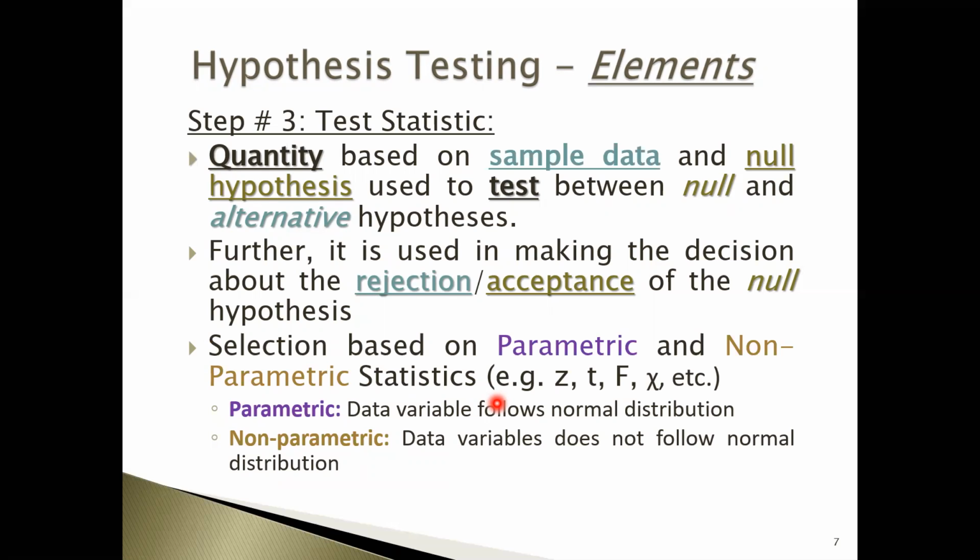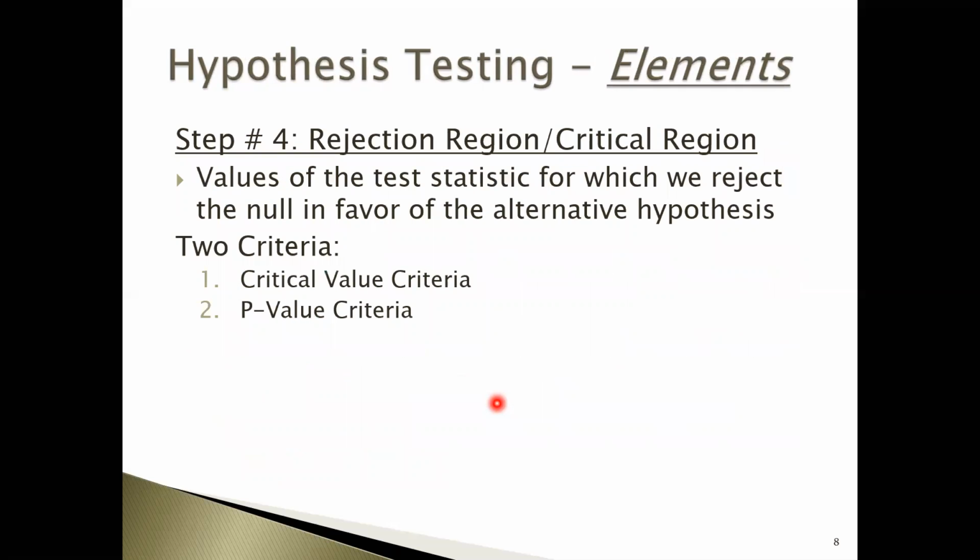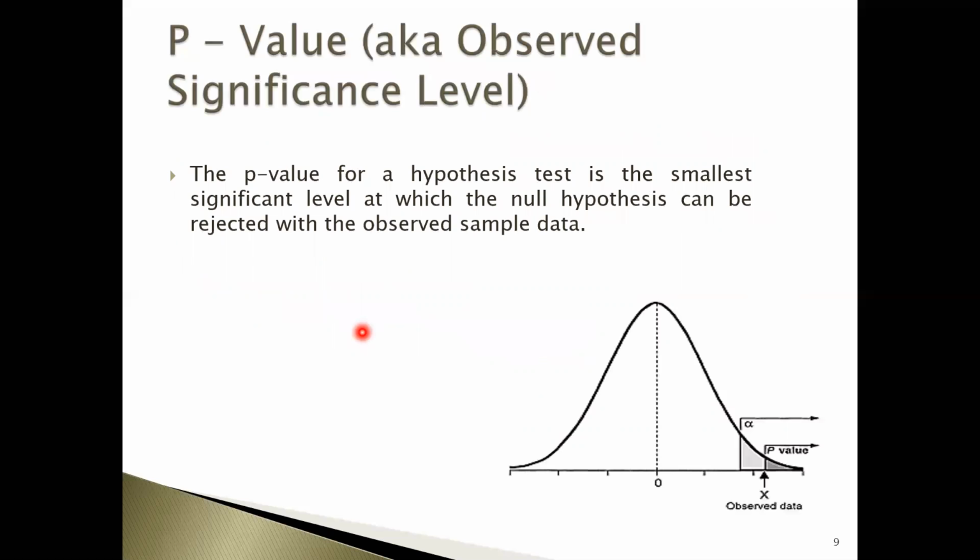This is covered in another session. Step number 4 is the rejection region or the critical region. It is a value based on the test statistic for which we reject or accept a null hypothesis. Since this is the era of software, which usually generates the p-values, the critical value is based on the test statistic. The p-value we obtain is also derived from the test statistic, but its limits are actually fixed. So we can work out the p-value criteria. So here we go. What is the p-value?